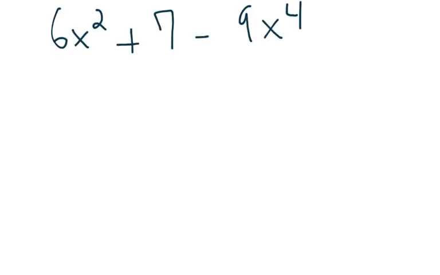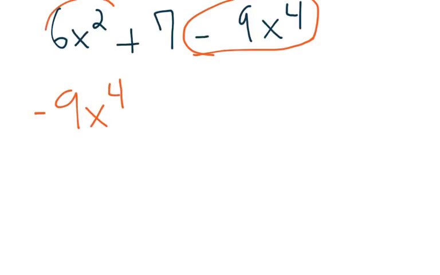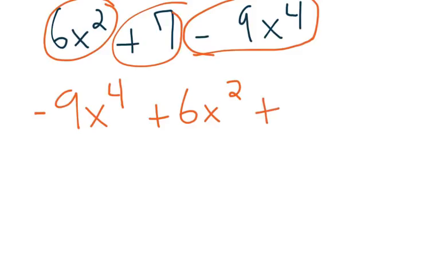All right, so I have 6x squared plus 7 minus 9x to the 4th. So the first thing I'm going to do before I classify this is I'm going to put this in proper standard form. And this is similar to just rearranging terms. So the sign in front has to come with. So first thing I'm going to do is identify the largest term, or the term with the highest degree, and I'm going to rewrite that in front. Negative 9x to the 4th, and then I'm going to bring the 6x squared, and then the 7 is last, and then we'll just tack that on at the end.